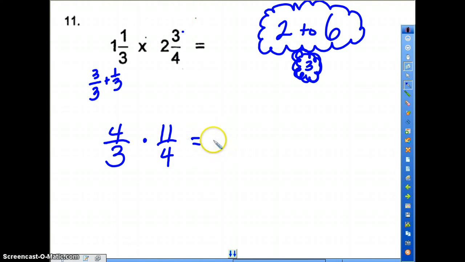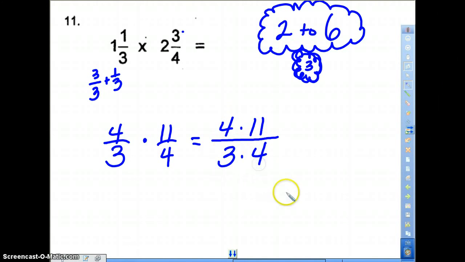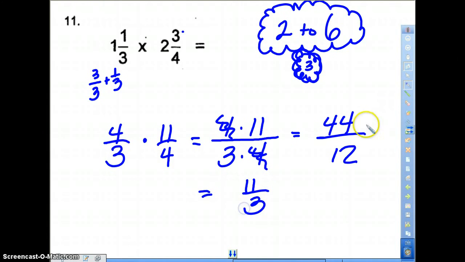All right, now we can take our tops times tops and bottoms times bottoms. 4 times 11 over 3 times 4. And I know a bunch of you are going to go ahead and do this and then reduce. But what I do is I see that there's a 4 in the numerator and a 4 in the denominator, and I know those will cancel each other out, giving me 11/3. Up here, you guys are going to divide by 4, and get the same thing.